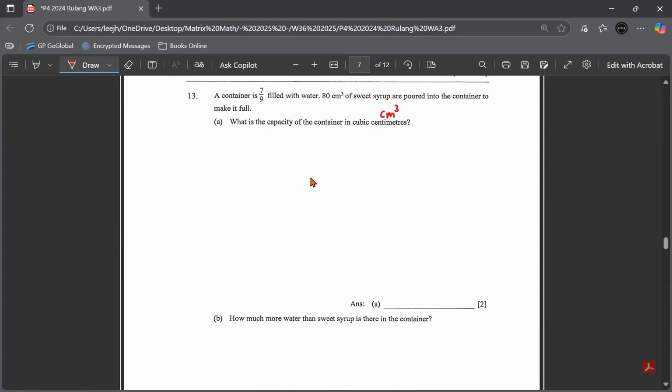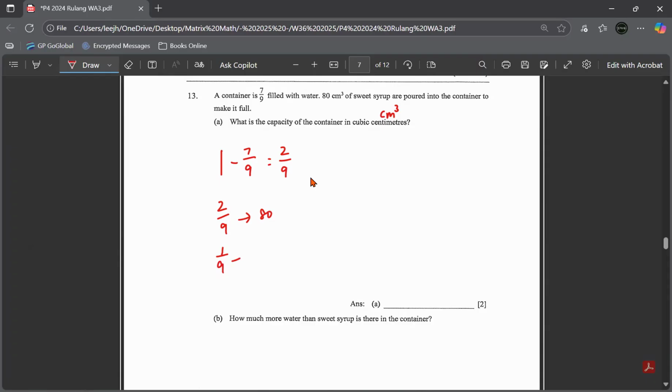I know some of you might not have learned it, but you need to know how to solve the question. Unit-wise, I think the teacher can help us. This container is 7/9 filled, and after pouring 80 cubic centimeters into the container, it is full. So we need to find what fraction of sweet syrup has been poured in. I take one whole, subtract the portion of water, which is 2/9. So 2/9 is a value of 80.